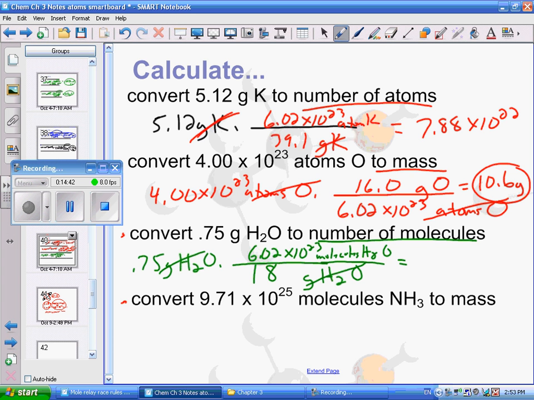So 0.75 times 6.02 times 10 to the 23rd divided by 18 gives us 2.51 times 10 to the 22 molecules of water. Okay? There's that one. And then this last one, again, it's the same thing except reversed. Same concept. We have 9.71 times 10 to the 25th molecules of NH3.